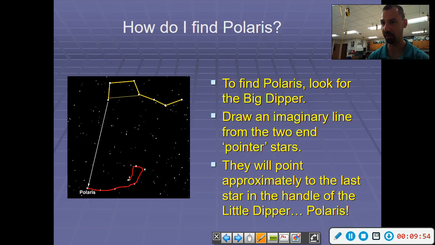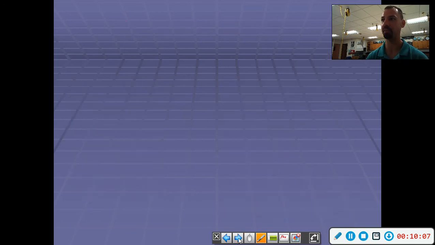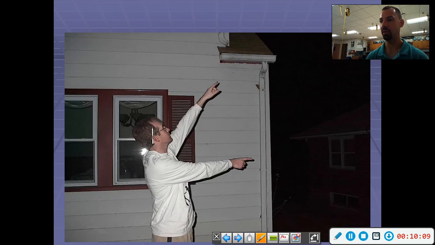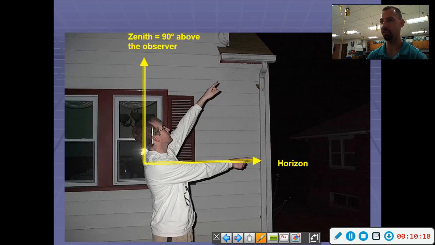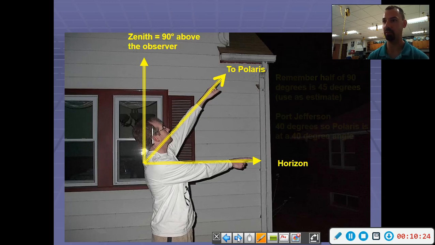All right, so you can see it here. It looks like a little version of the ladle. It's actually harder to find, but that is where Polaris is located. It's part of the Little Dipper constellation, which is a grouping of stars. And lastly, you can estimate once you do find it. This teacher here is actually citing the angle. 45 degrees, you guys know, is halfway between 0 and 90. So you could use that as an estimate.